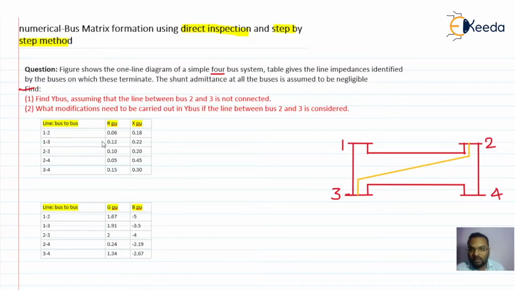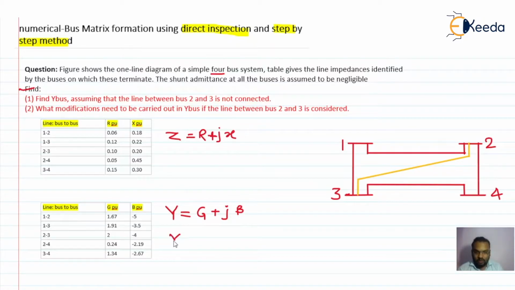So the first thing, the table is given for impedances, that is nothing but R plus jX. But here we are finding admittance, so I need admittance which is in the form of conductance plus susceptance. How to find this? We know that admittance and impedance are reciprocals of each other.